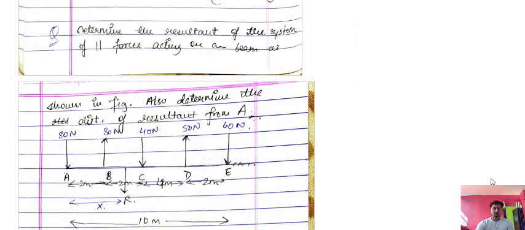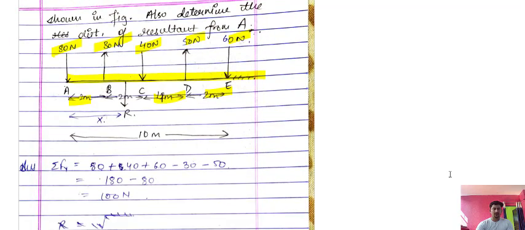Suppose we take an example: determine the resultant of the system of parallel forces acting on the beam. This is the beam here, in which a number of forces are acting: 80, 30, 40, 50 and 60 Newton, and the distances given are 2 meters, 2 meters, 4 meters, 2 meters. So where will the resultant line be? The total distance is 10 meters.